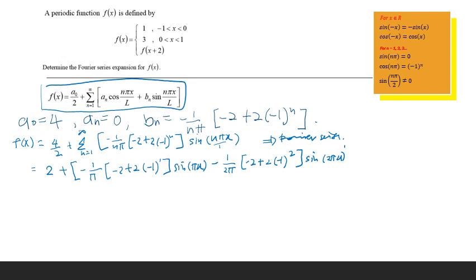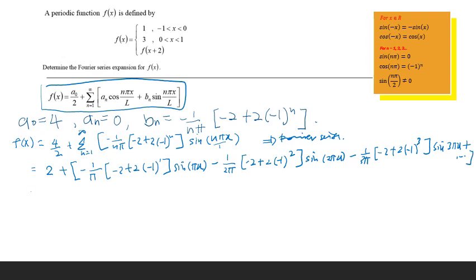Next substitute with n equal to 3, plus n equal to 3. Since we have negative here, just start with negative 1 over 3 pi, minus 2 plus 2 times minus 1 power 3. So we have sin 3 pi x. Until when? Just put dot dot dot. We stop at 3, then we finish.